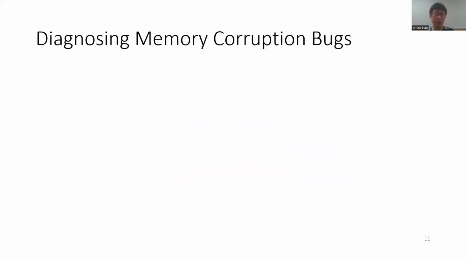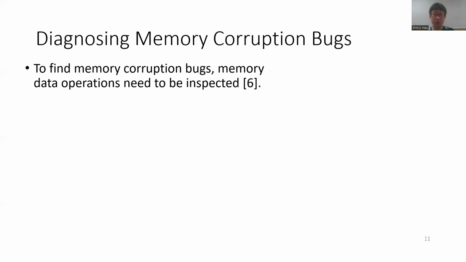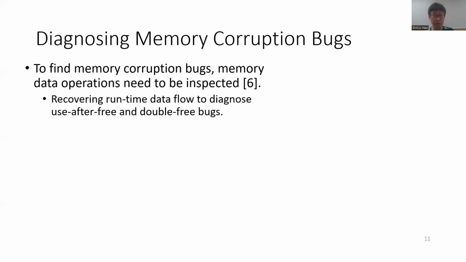To diagnose memory corruption bugs, the app's operations on memory data need to be examined. Therefore, NCScope recovers the runtime data flow to diagnose use-after-free and double-free bugs in the app's native code. To achieve this purpose, NCScope employs offline symbolic execution.